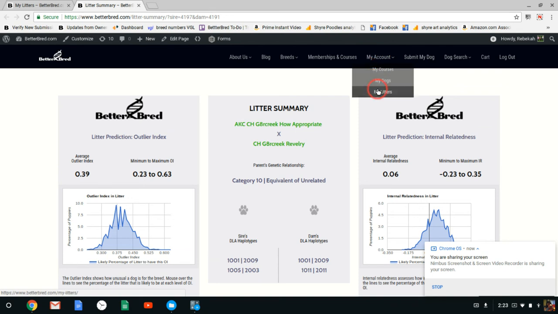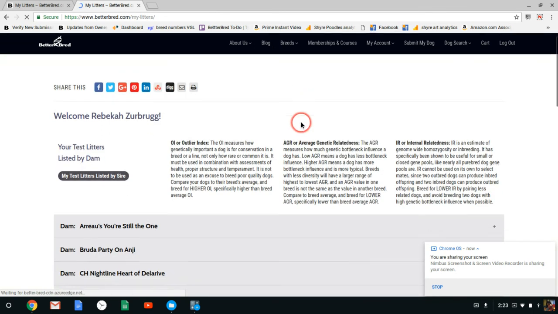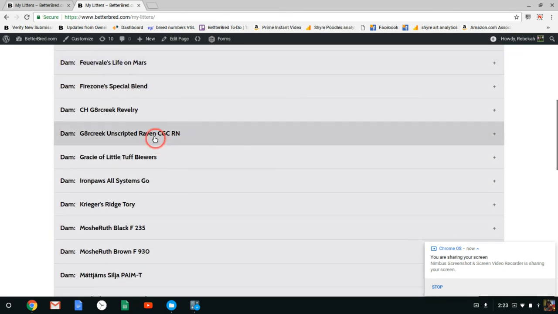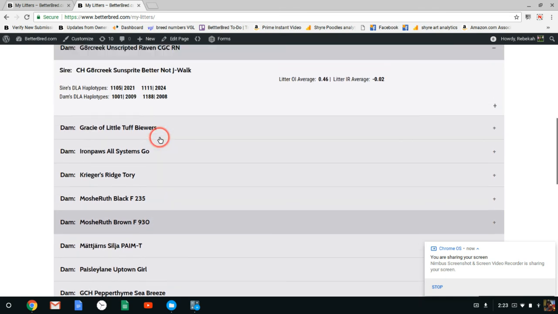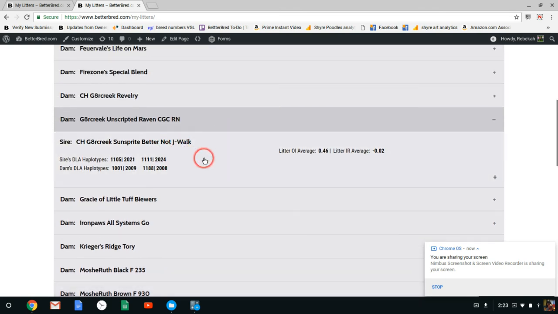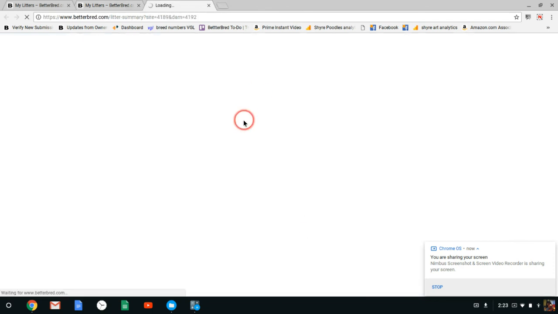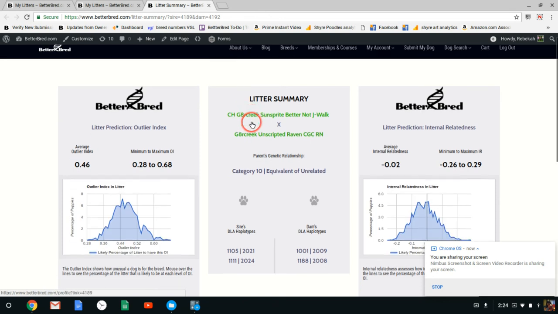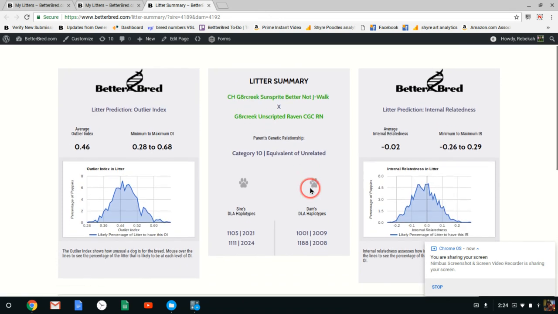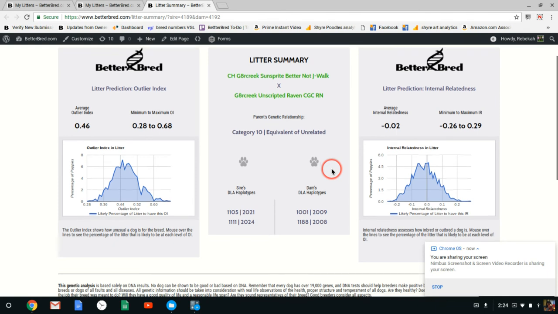Okay, so I also did another breeding for Barbara and Jennifer last night. Barbara and I were looking at Jennifer's dogs in the database, and I pulled up Gator Creek Unscripted Raven, and I found that she is unrelated to this Gator Creek Sun Sprite Better Not Jaywalk. So I want to show this test breeding. This is not a line breeding. I believe the female was brought in to the program. I'm not sure of the story behind it, but I looked at this test breeding and they were suggested to each other, and I liked the look, so I sent it to her last night.